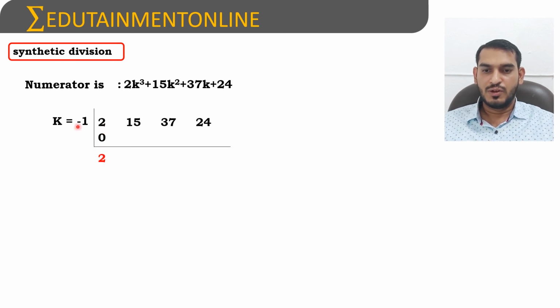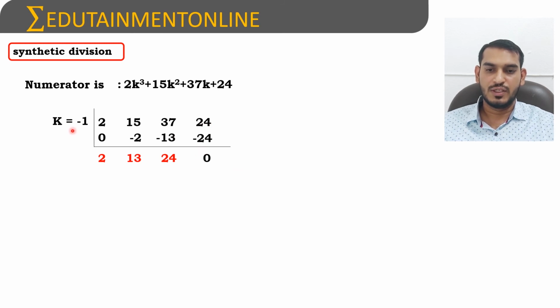So 2 plus 0 is 2. 2 times of -1 is -2. 15 minus 2 is 13. 13 times of -1 is -13. 37 minus 13 is 24. 24 times of -1 is -24, and 24 minus 24 is 0. So now k minus (-1), transposing this -1 here, that will be k plus 1, and the quadratic equation will be 2k square plus 13k plus 24.